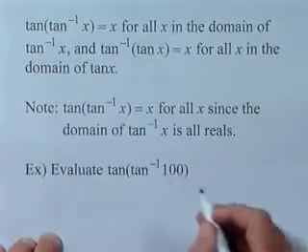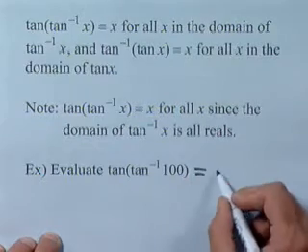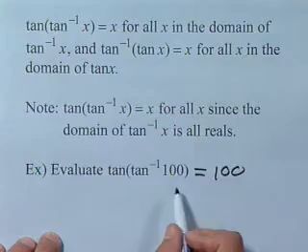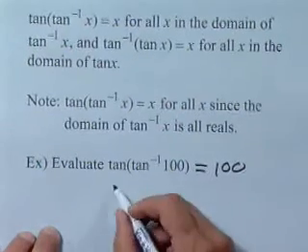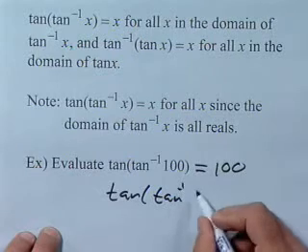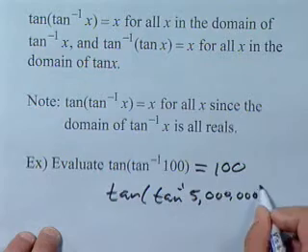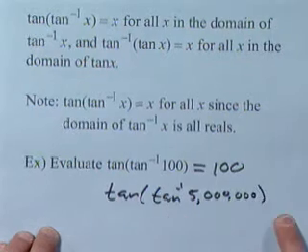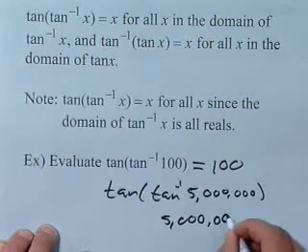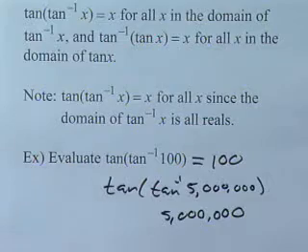Remember, x can be any value for the arctangent because the domain is all reals. So, for example, if we looked at this problem, tangent of arctangent of 100, well, that's got to be 100, because 100 is definitely in the domain of arctangent. In fact, any value that we put in here, maybe 5 million, tangent of arctangent of 5 million, that's going to be 5 million.